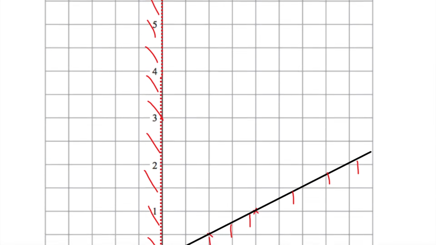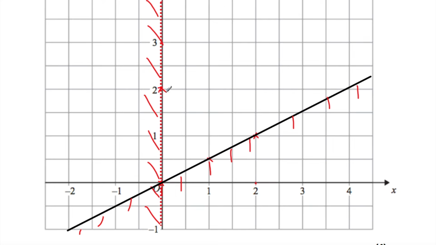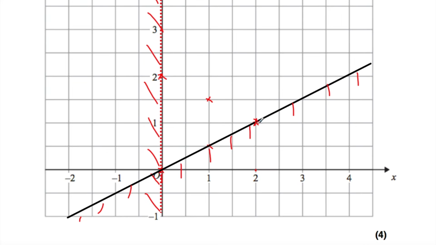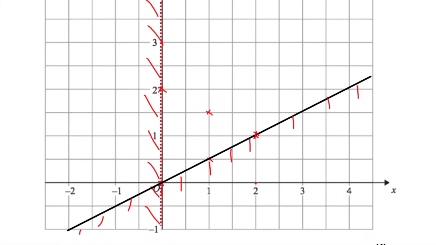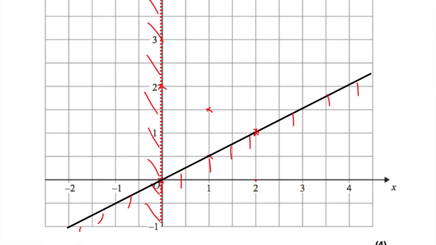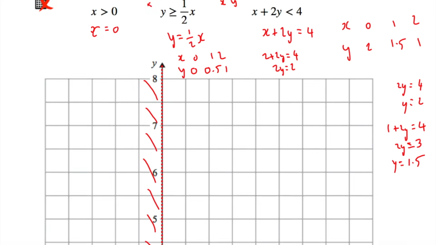So let's plot them. (0, 2), (1, 1.5), and (2, 1). So we've got these 3 points. And if we go back up to the inequality, it's just less than, so we're going to do a dashed line that passes through those points. So let's get a ruler and pencil and do a nice dashed line that passes through those points. So we've just drawn that line, which is x plus 2y equals 4.